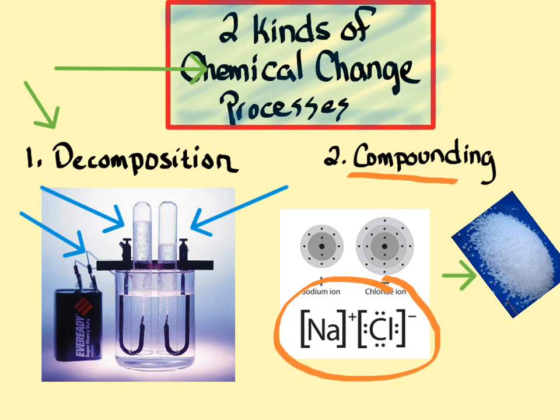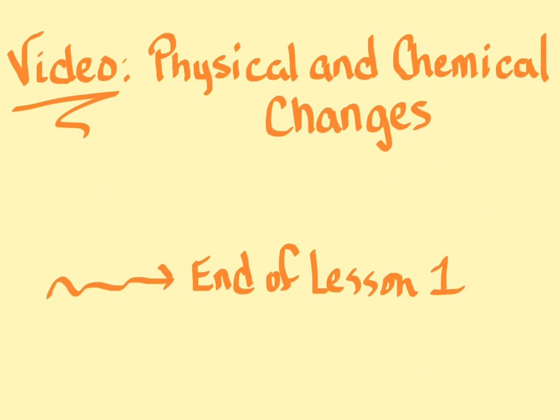So the second kind of chemical change is called compounding, and the classic example is of NaCl, which is sodium chloride. 1 part sodium ion to 1 part chloride ion gives us salt. Okay, that's called compounding.